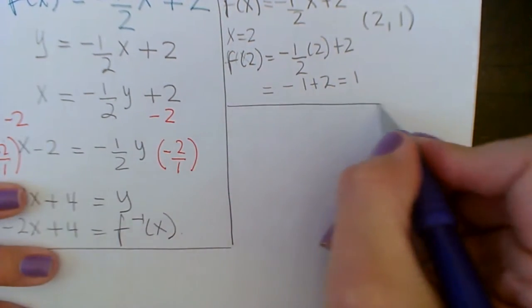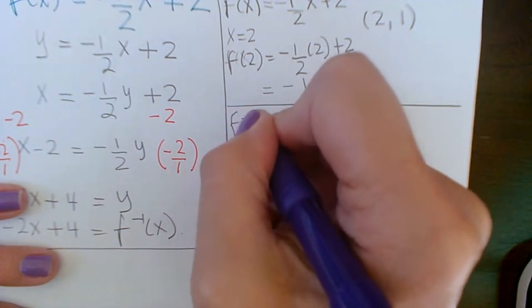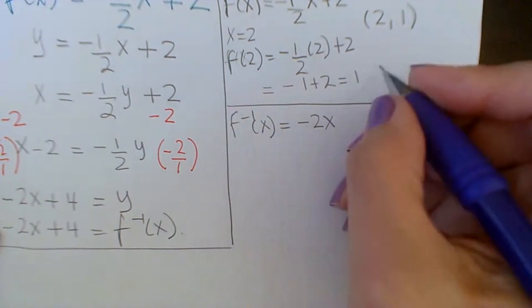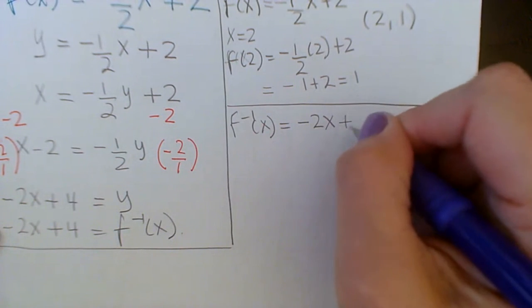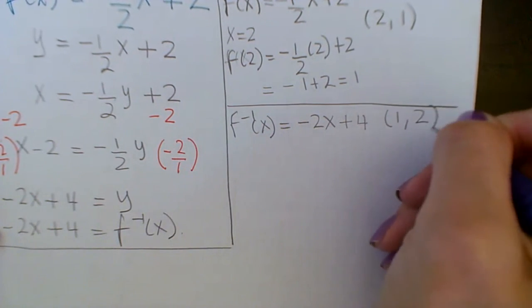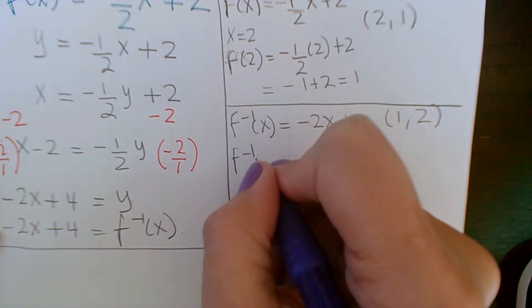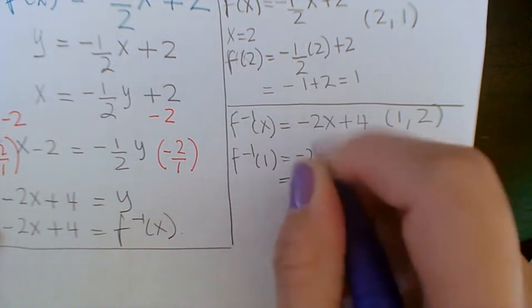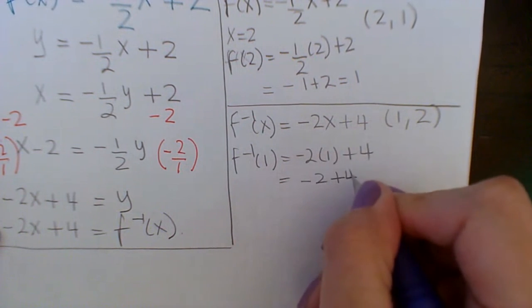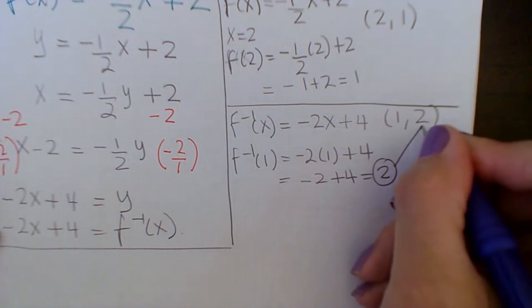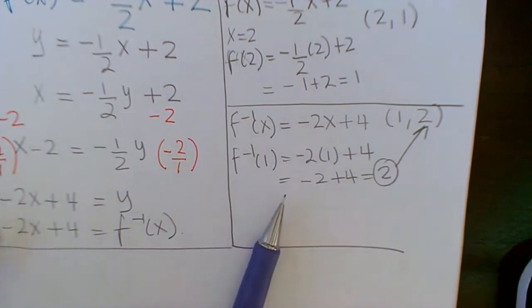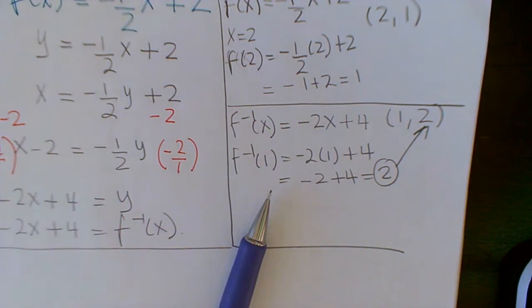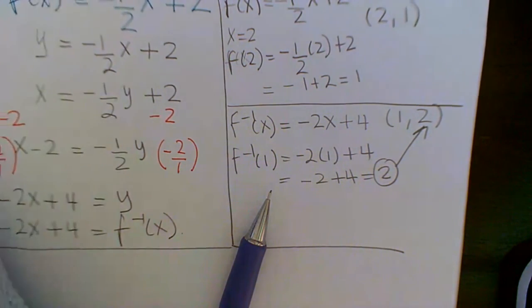Now, if that's true, what did we get? We got negative 2x plus 4. So we're going to do 1, 2. So in the inverse, when x is equal to 1, that's going to be negative 2 plus 4. That's what? 2. And we just check that again. All right, guys. So this is 10.1 part 2.